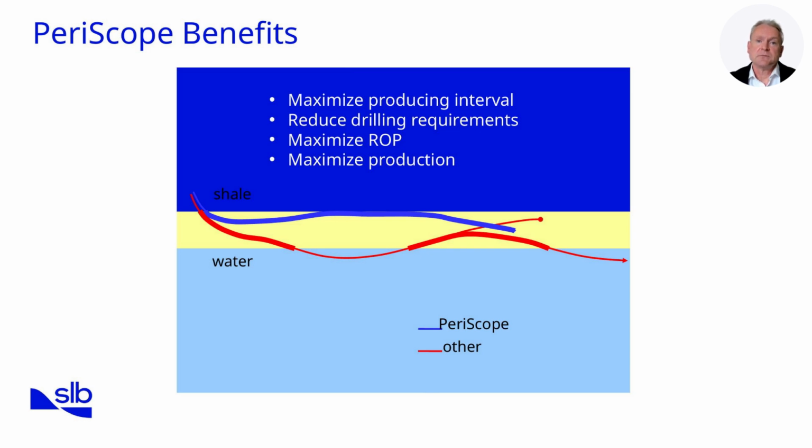Periscope also helps maximize rate of penetration. With accurate boundary detection, drilling can proceed with confidence, reducing unnecessary hesitation or trial and error steering. The overall result is greater production, achieved with fewer operational risks. The simple diagram on the slide shows shale above, water below, and the reservoir in between. The Periscope trajectory holds the bit in the productive interval, maximizing reservoir contact.